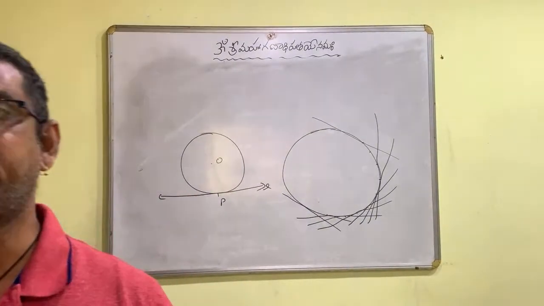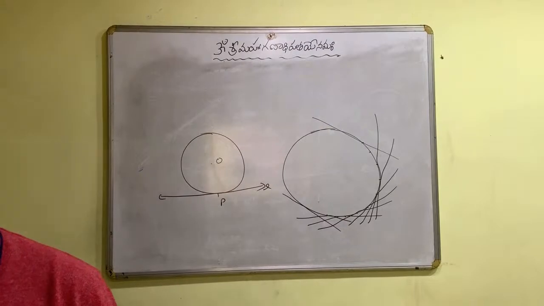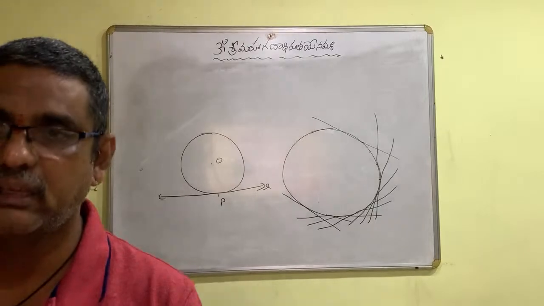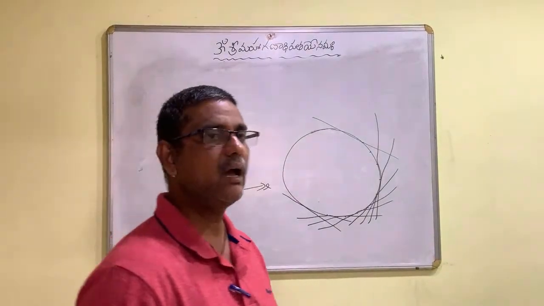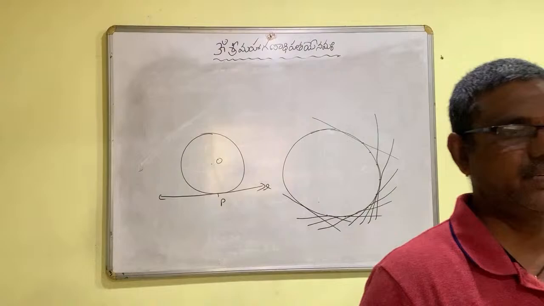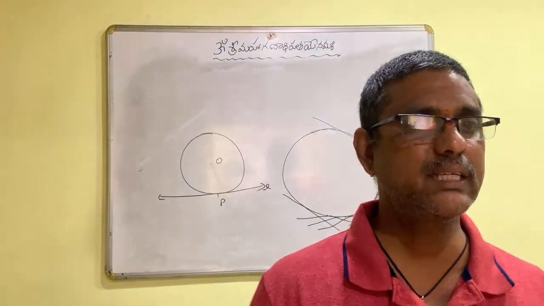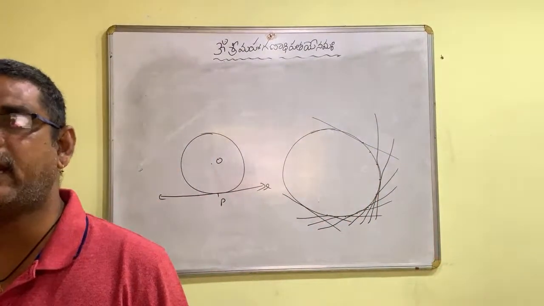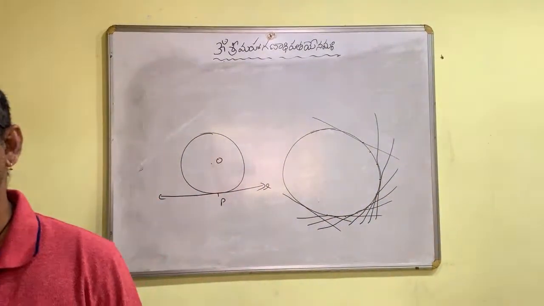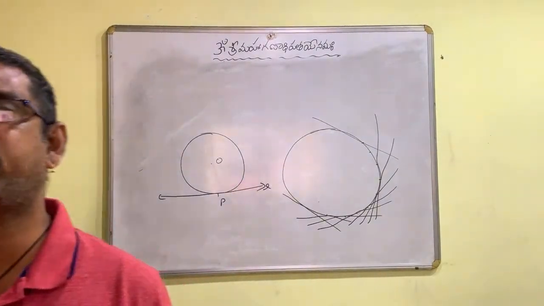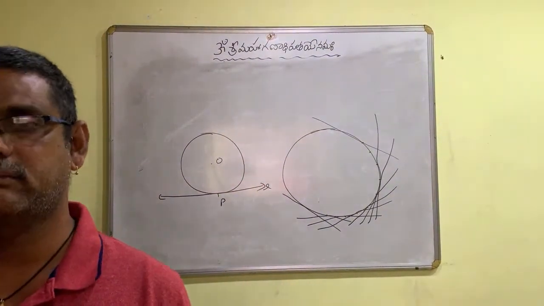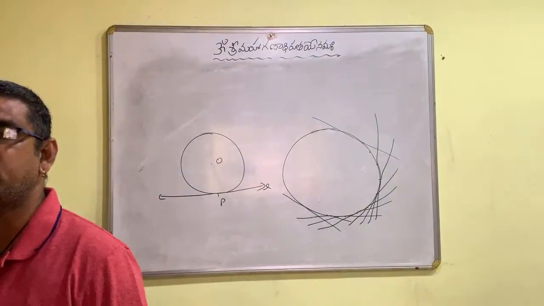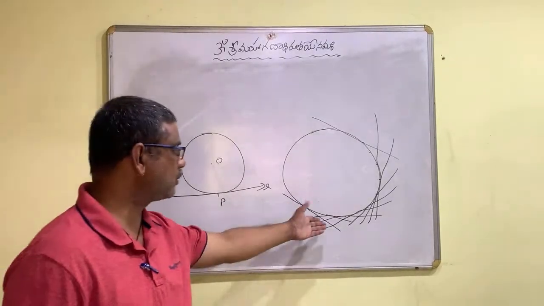No. That is what he says. At one point, we can draw only one tangent. Okay, children? Once again, I am repeating both the points. A circle is having infinite number of points on it. At every point, we can draw a tangent. This figure shows that.